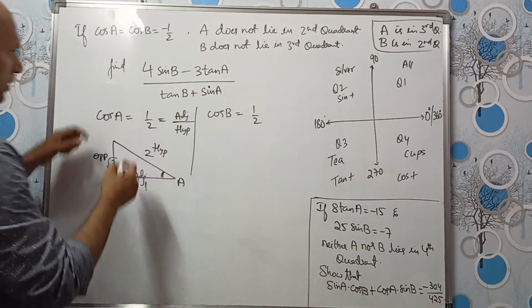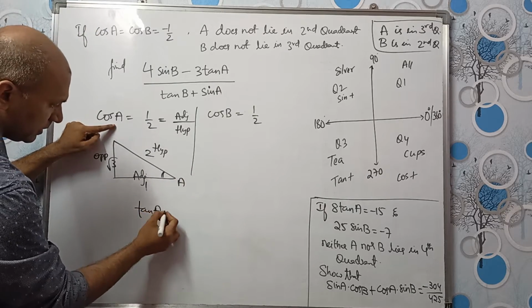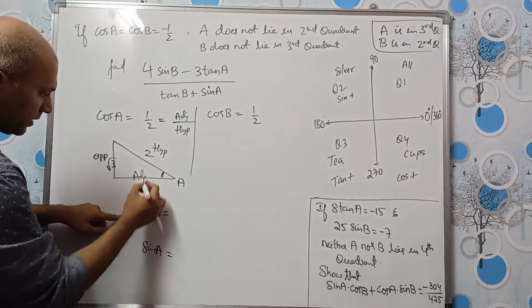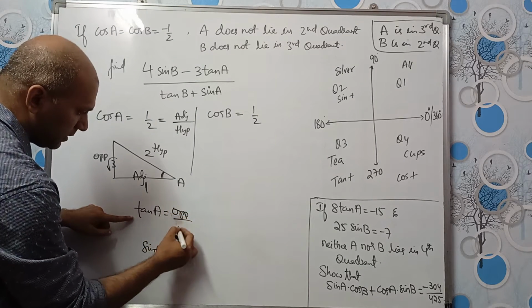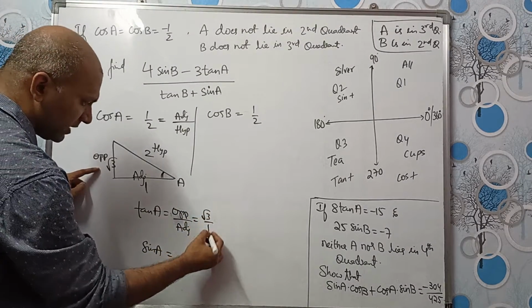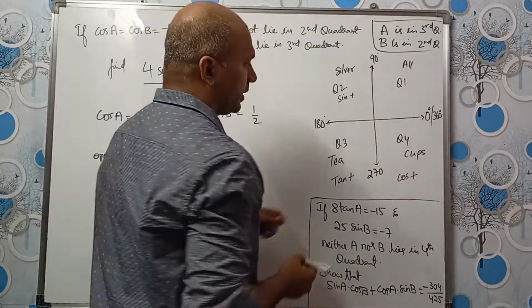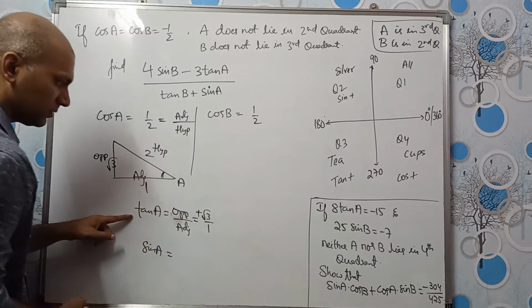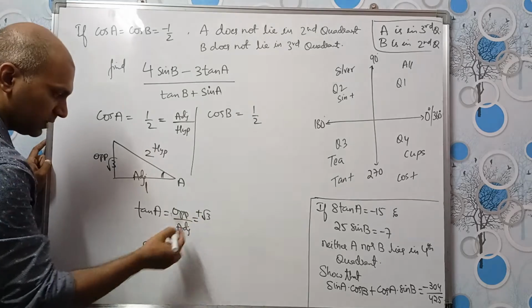Now, see A. We can write tan A value now, and we can write sin A value. So what is tan A? Tan formula is opposite by adjacent, right? So what is opposite? Root 3 divided by adjacent. Okay, but A is in the third quadrant. So in the third quadrant tan is positive. So can we write tan A as root 3 only now? Yes, plus root 3, right?